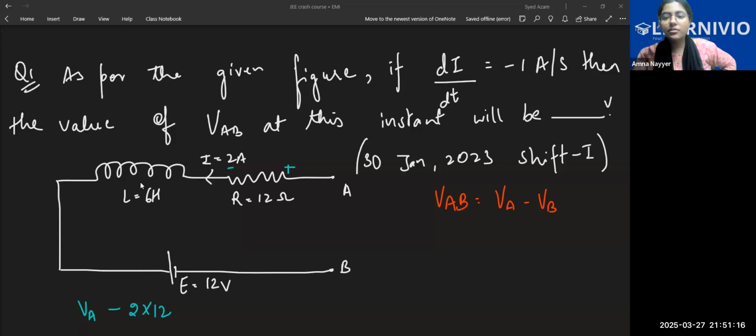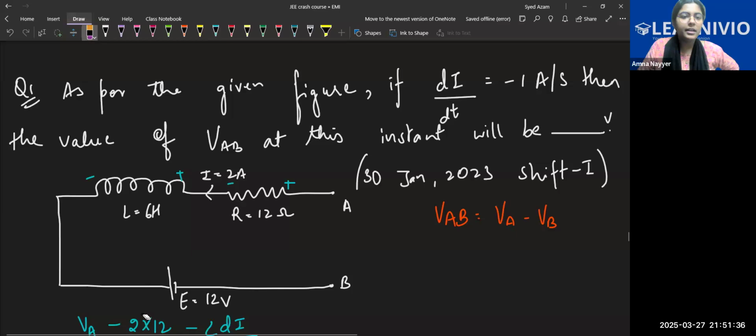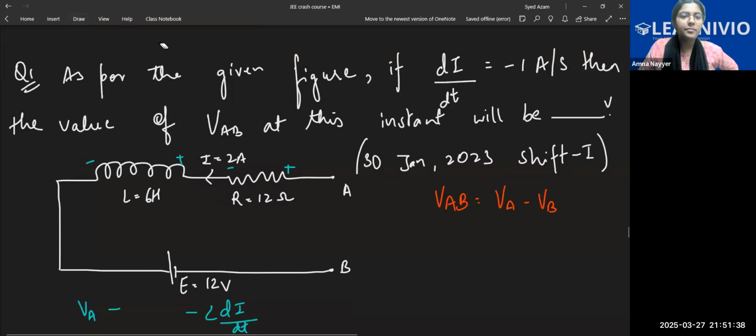For the voltage of the inductor, we are going to use L di/dt. That's why this di/dt is given. So this will be minus, because again you're moving from the positive to the negative terminal. This will be minus L di/dt. So let me write this as I R only, then I'll put the values. I into R minus L di/dt. Then this is the positive terminal, this is the negative terminal. We are moving from positive to negative, so minus 12. Then minus VB, this is equal to 0.